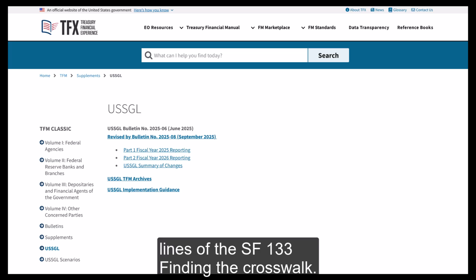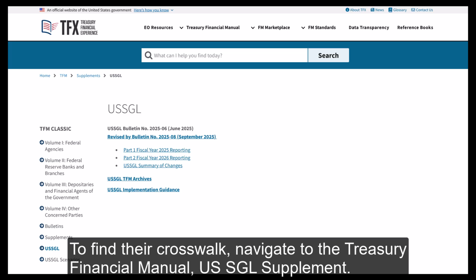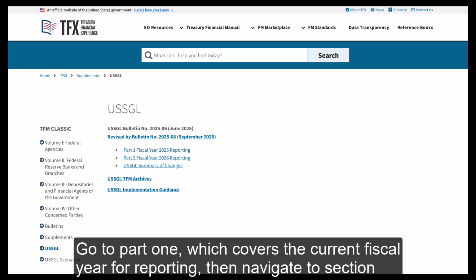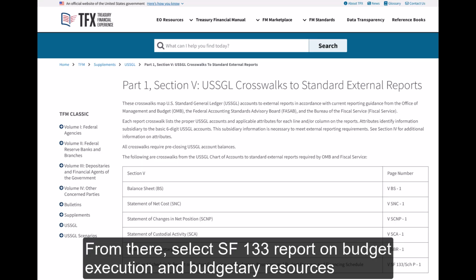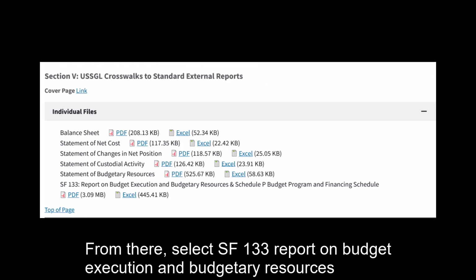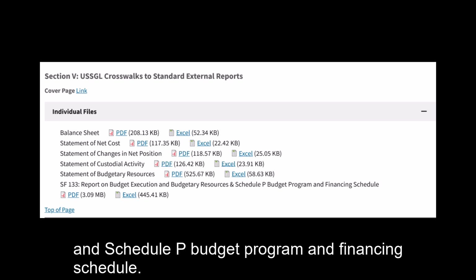Finding the crosswalk. To find the crosswalk, navigate to the Treasury Financial Manual USSGL Supplement. Go to Part 1, which covers the current fiscal year for reporting. Then navigate to Section 5, USSGL Crosswalks to Standard External Reports. From there, select SF-133 Report on Budget Execution and Budgetary Resources and Schedule P Budget Program and Financing Schedule.